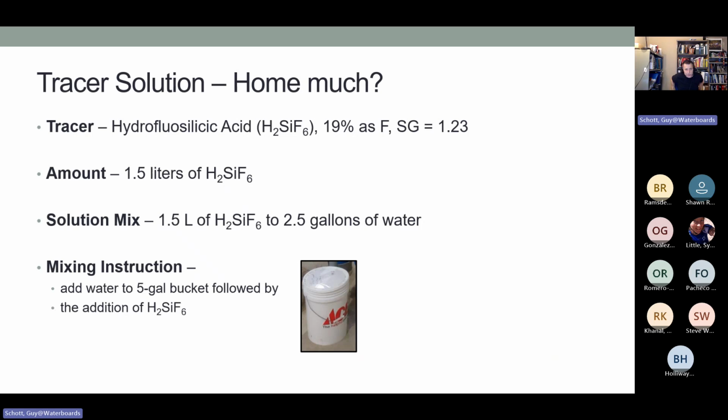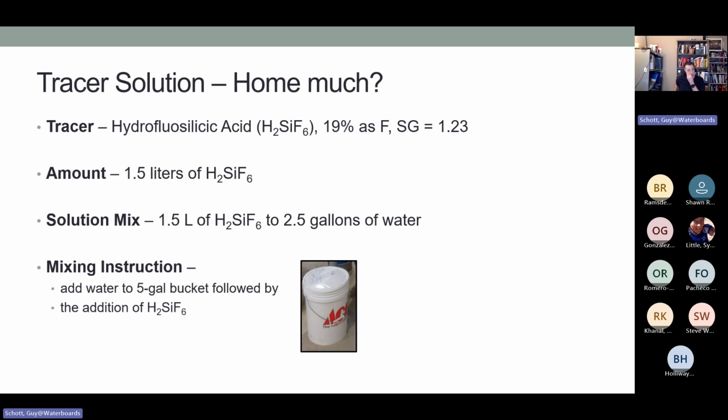So as far as our tracer solution, we're using a hydrofluosilicic acid. Of that solution, 19% is actually fluoride. And I left 1.5 liters of the fluoride there with you. What we're going to do is you're going to mix up the 1.5 liters into 2.5 gallons of water. And this is the bucket I left, and the fluoride is in a couple of liter bottles inside this bucket.